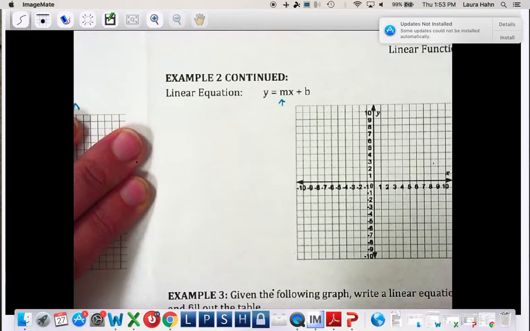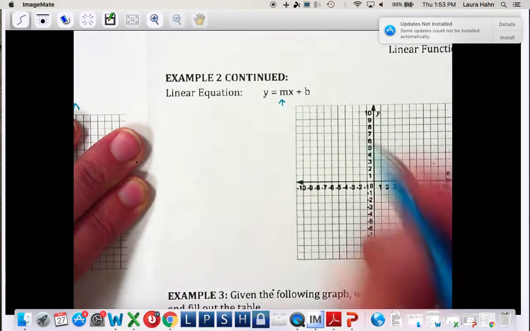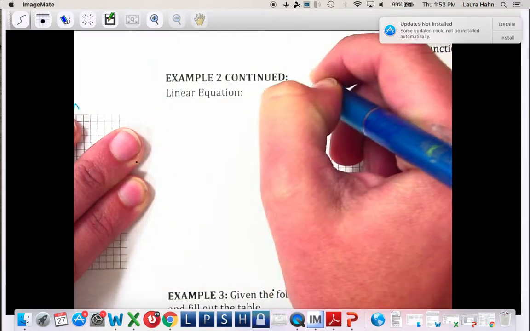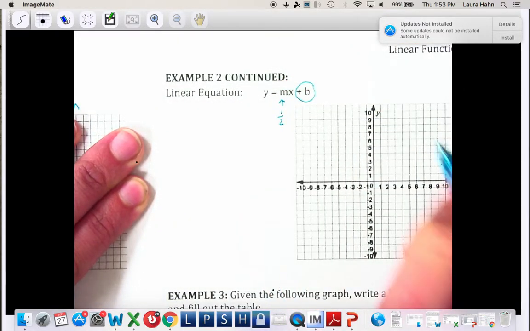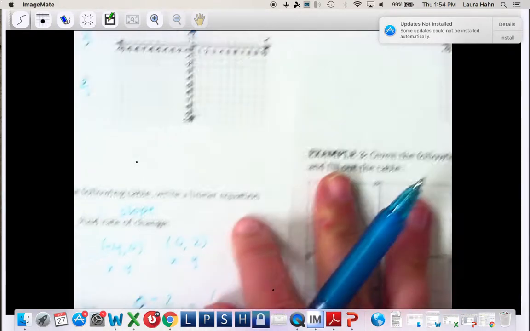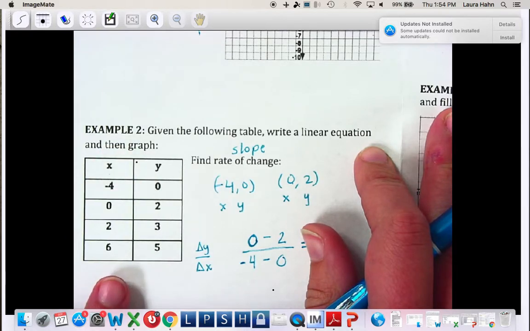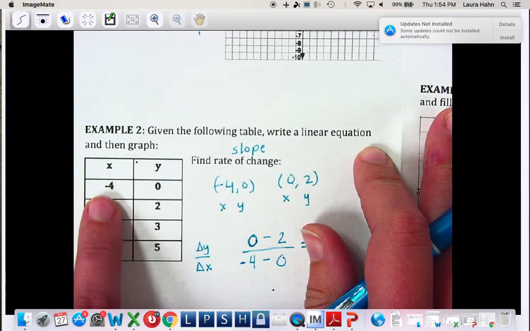Okay, so we already know that m is 1/2. We just calculated that our slope was 1/2. So what we need to find is b. So in order to find b, I need to plug in a value for x and y. So if you look at your table, on this last example, you had a ton of x's and y's. All you have to pick is 1. So let's pick this first one, negative 4, 0.